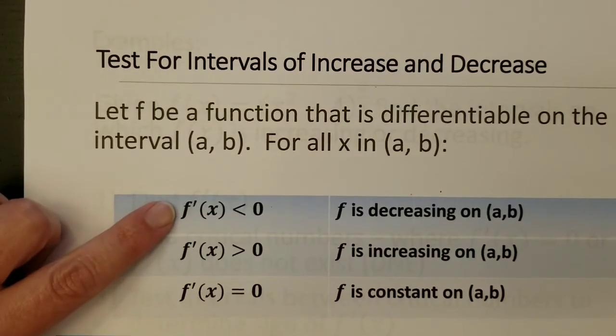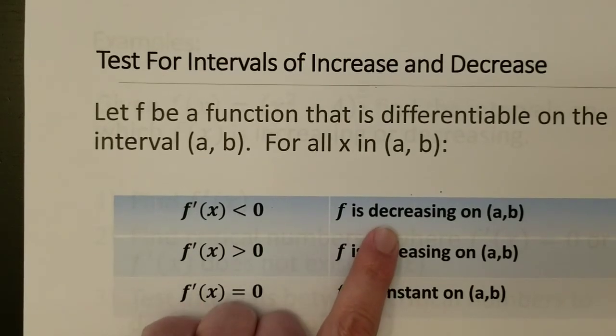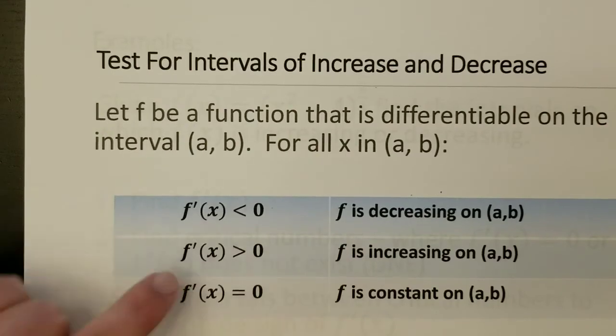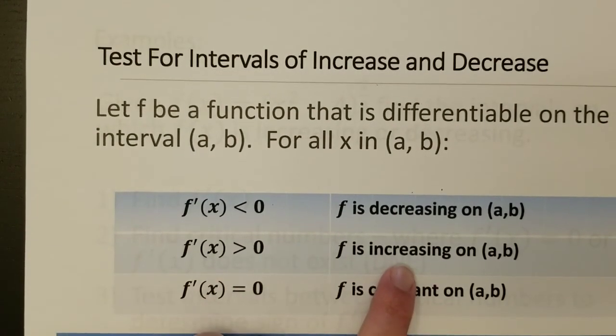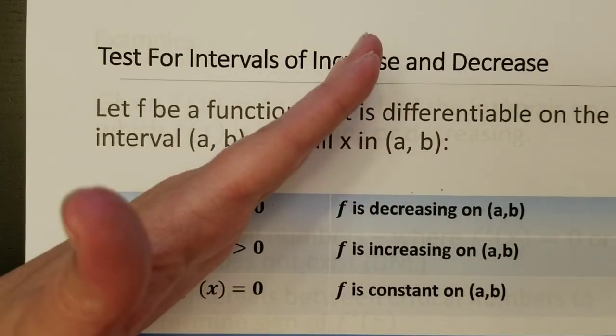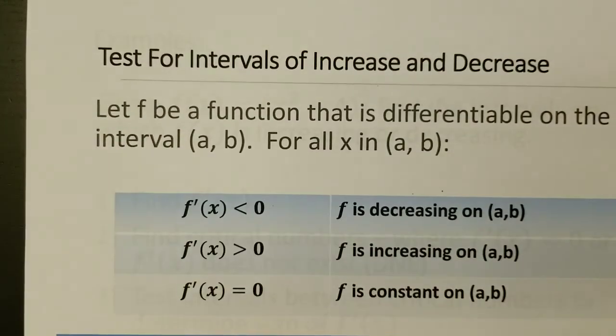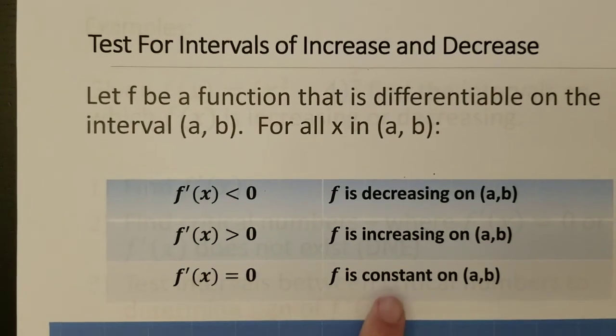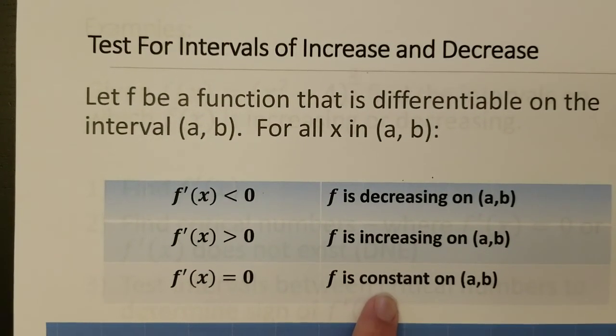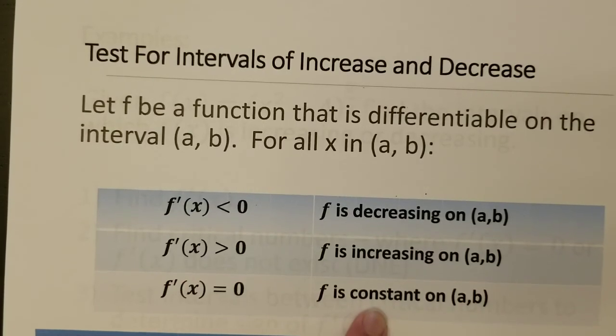If the derivative is negative, that means that it's decreasing. And obviously, if the slope of the tangent is negative, the function's going down. If the derivative is positive, the function is increasing. If the slope of the tangent is positive, the function's increasing. And then lastly, if the derivative equals 0, then it's constant. So it's not increasing or decreasing at a point where the derivative equals 0.